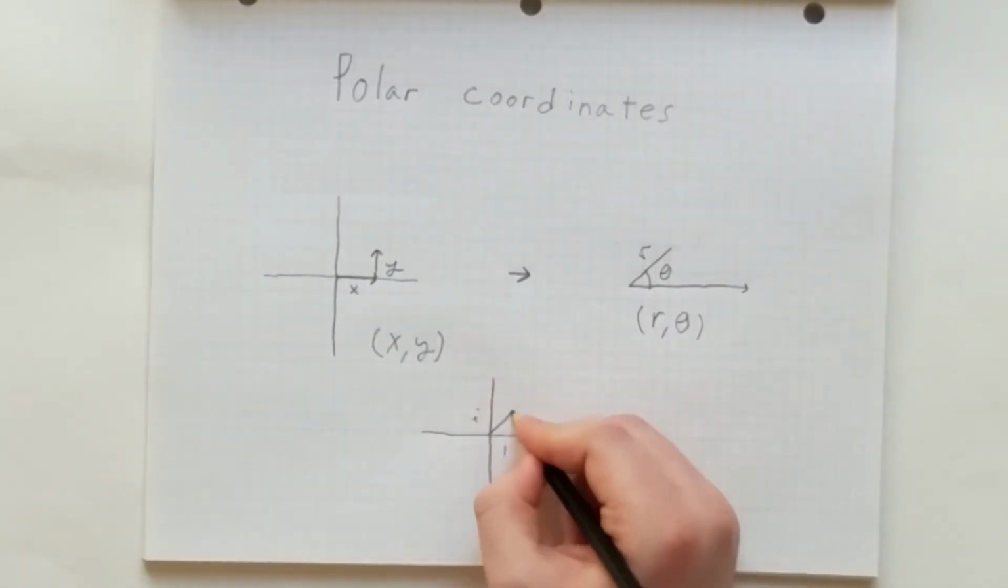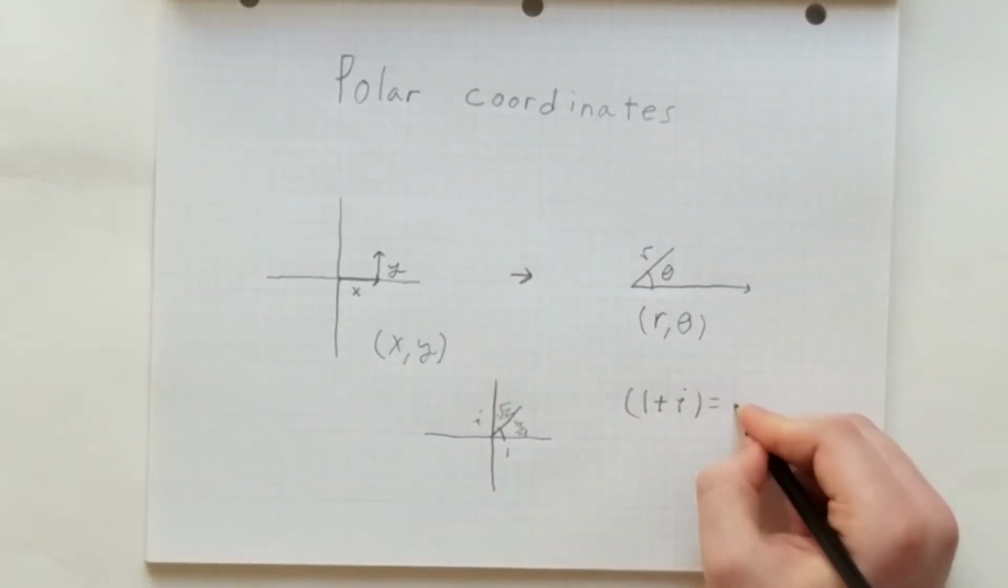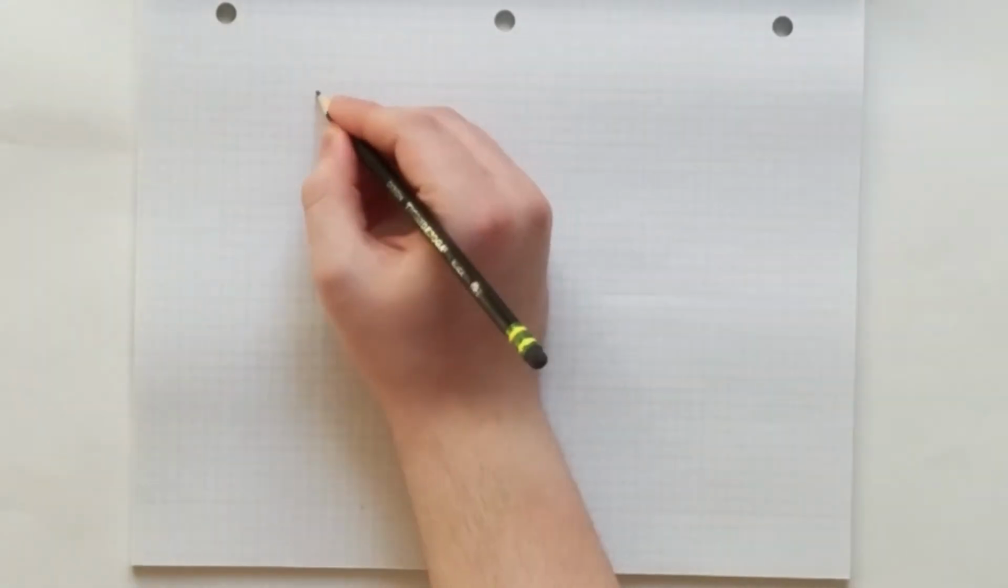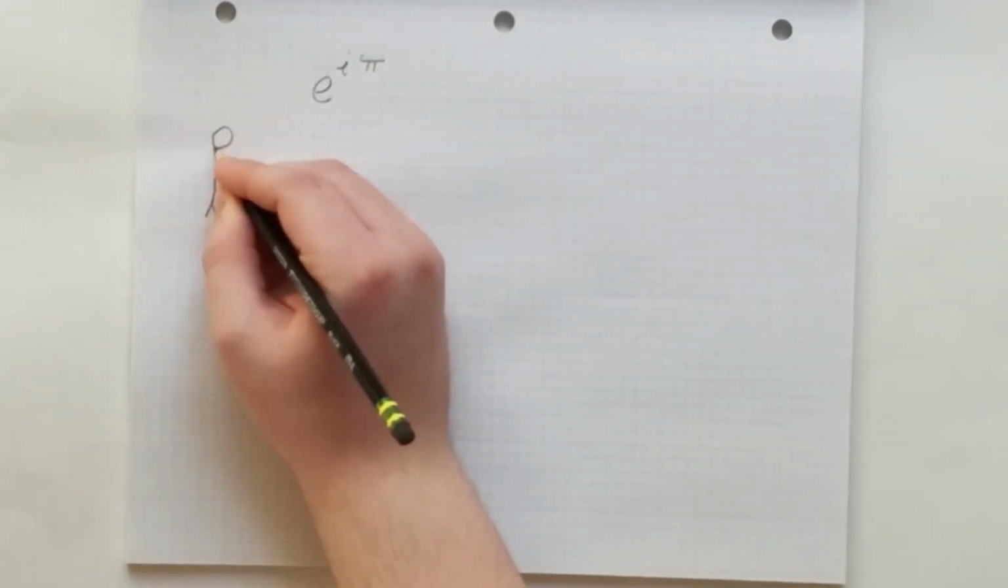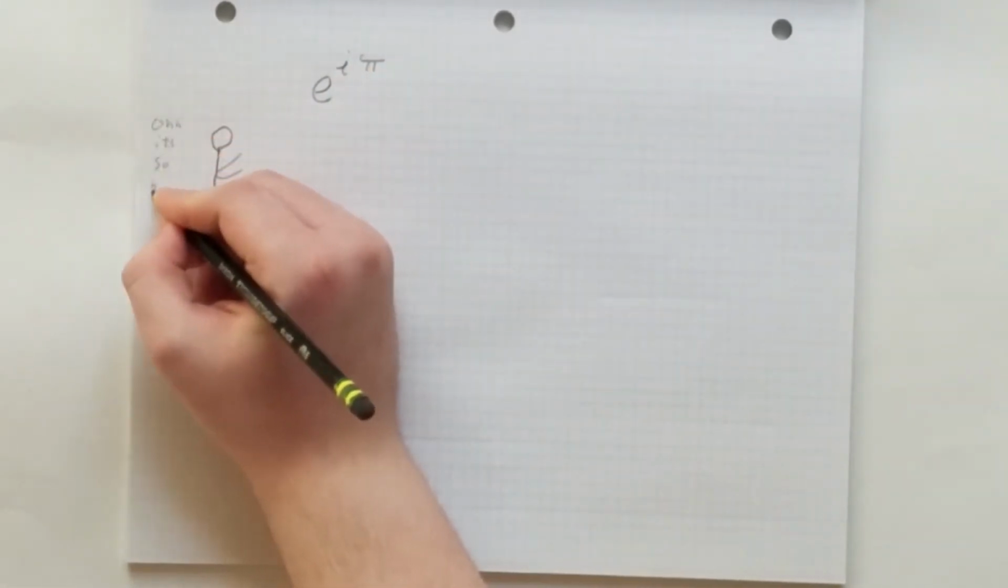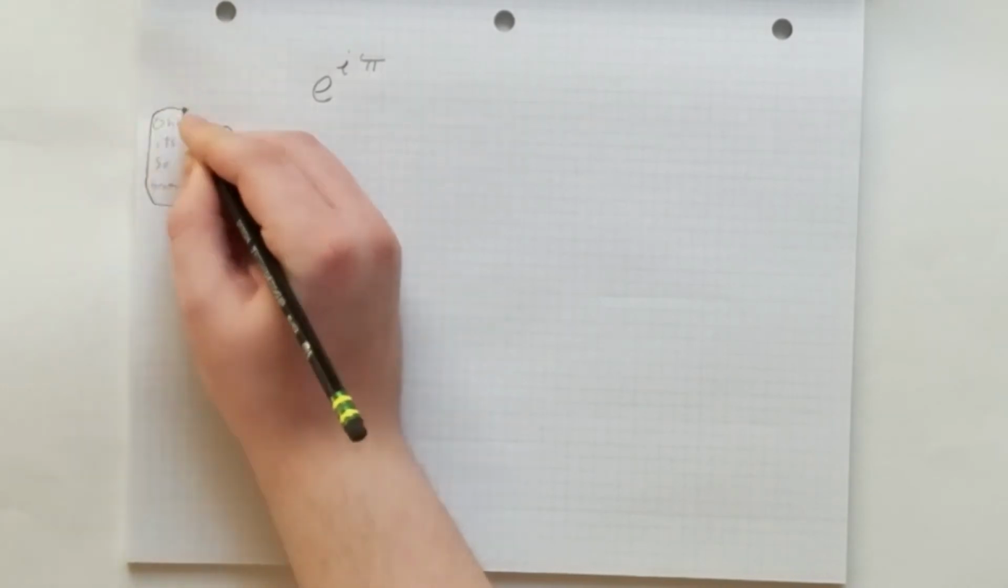For example, you could write 1 plus i as a magnitude of the square root of 2 and an angle of pi over 4 in polar coordinates. Now for the e to the i pi. I will not be proving that in this video, but I will leave a link in the description made by 3Blue1Brown that proves this amazing fact.